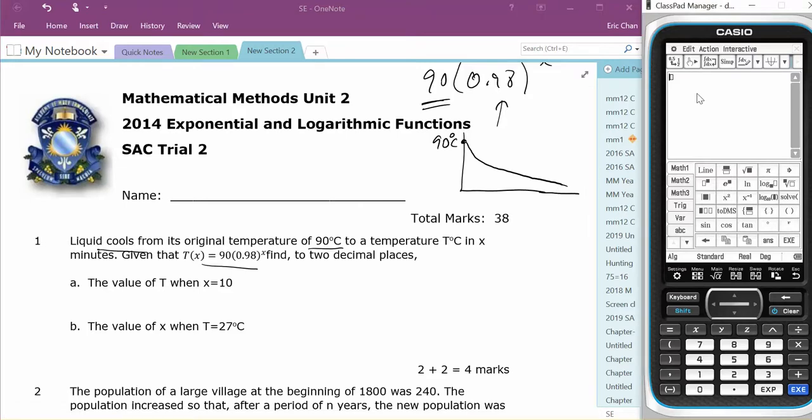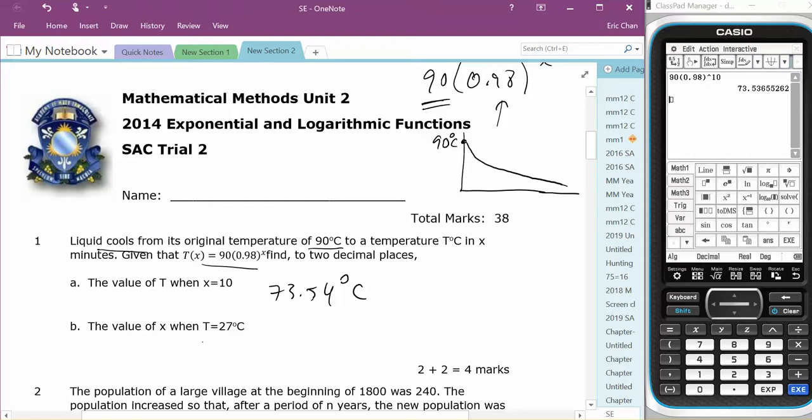So you're just subbing in 10 for x, 0.98 to the power of 10. And we want it to be standard decimal because there's 2 decimal places. So it's 73.54 degrees. Make sure you round properly. 73.54 degrees Celsius. Find the value of x when t equals 27. So they've given you a t value, you're just solving for x.